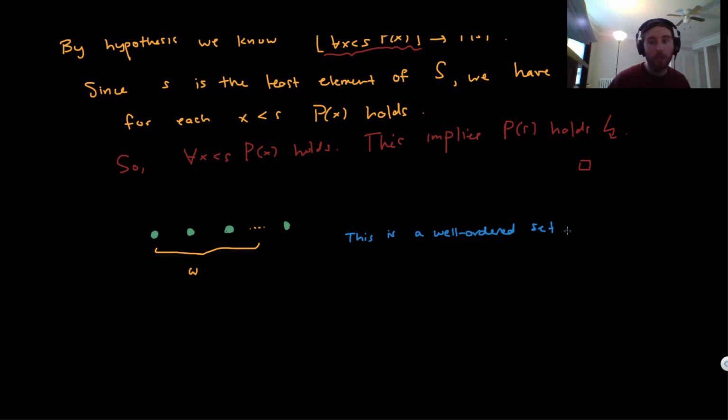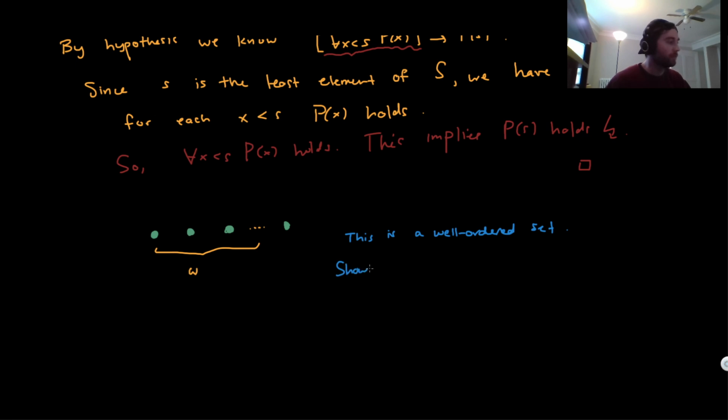And let's say that we want to show that something was true for every single one of these green dots. Well, we can't just show that it's true for the first element, and then show that if it's true for one, then it's true for the next one. The reason is that if you just showed those two things, you never proved that it was true for this limit point right here.